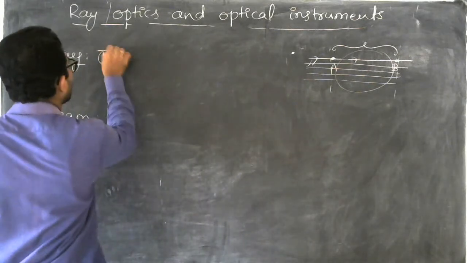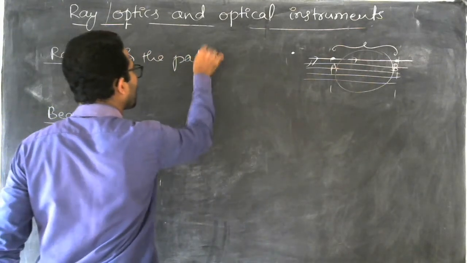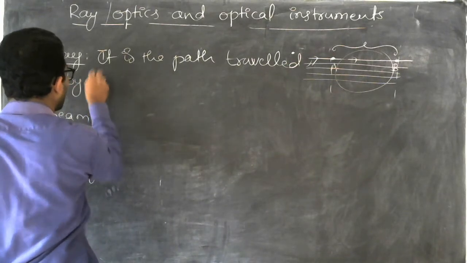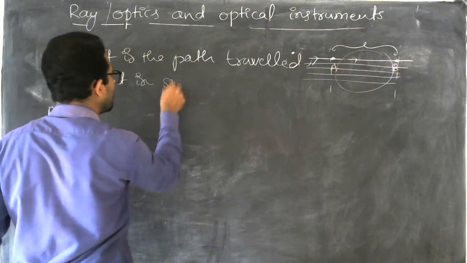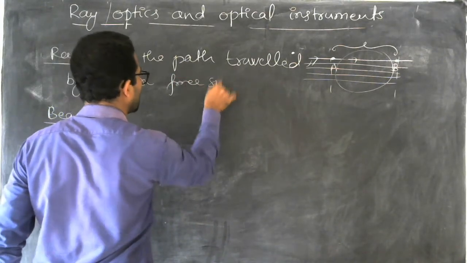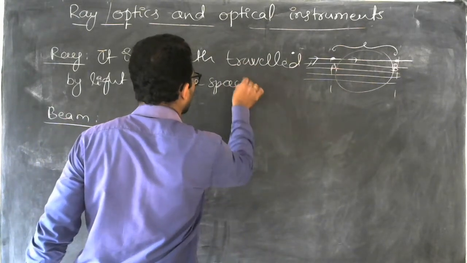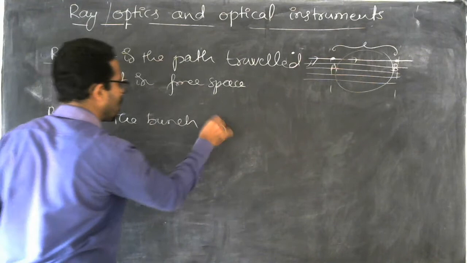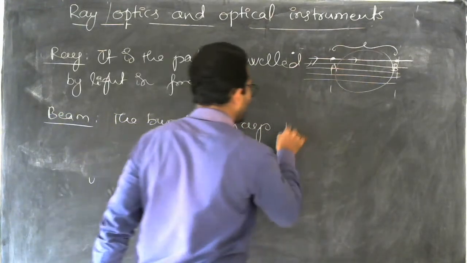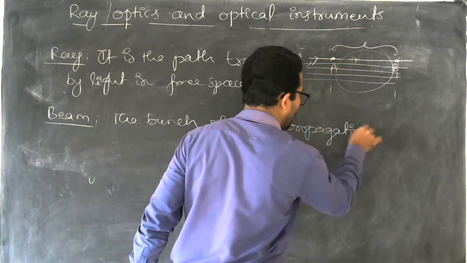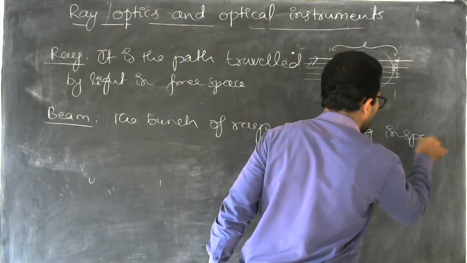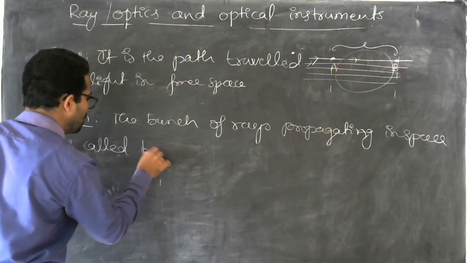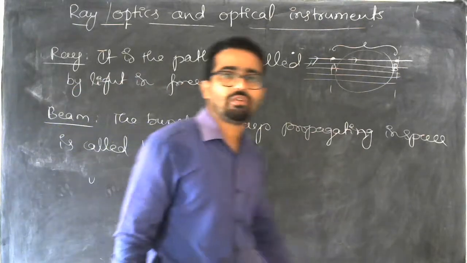Ray means it is the path traveled by light in space. You can write in free space. What is a beam? Beam means a bunch of rays propagating in space. Propagating in space is called beam. So this is the difference between ray and beam.